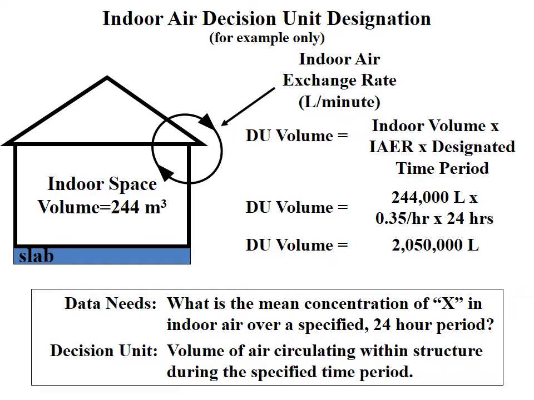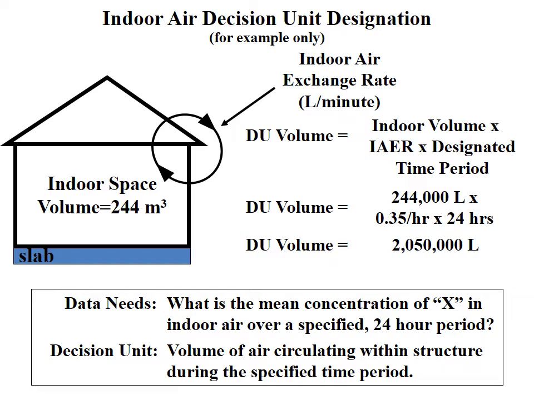First, thinking about data needs from the field standpoint, now you're telling someone to go collect samples. They need to think about what is the mean concentration of X in the indoor air over a specified, say, 24-hour period in this example. Well, in this case, the decision unit is the volume of air circulating within the structure in that targeted area during the specified time. This is our decision unit.